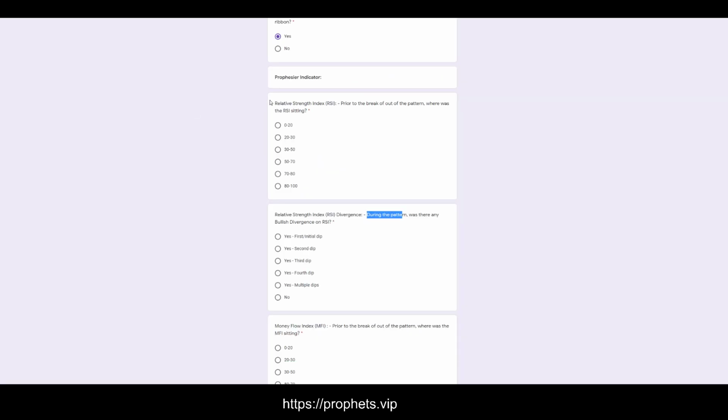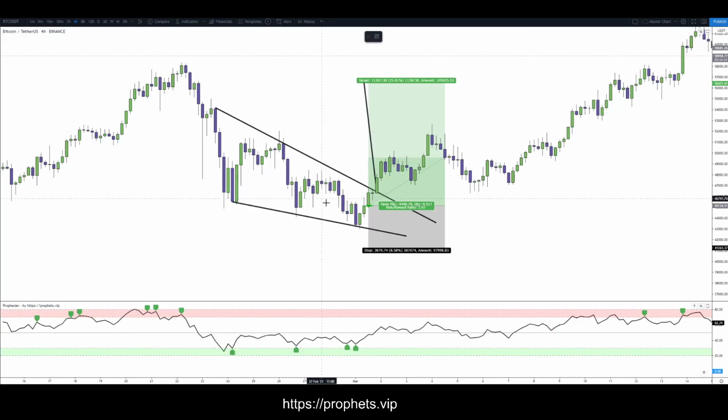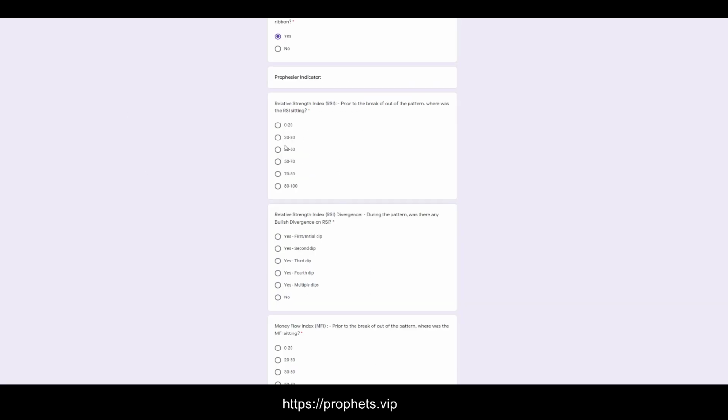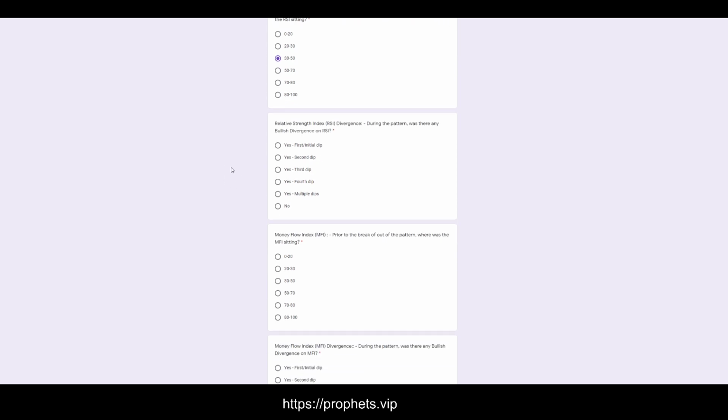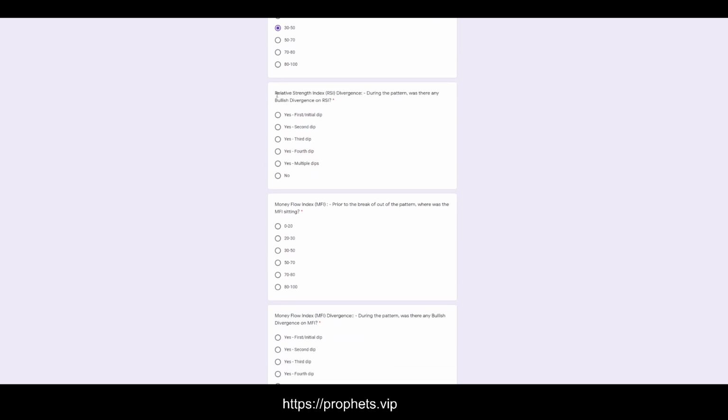during the pattern, no, sorry, the one above, prior to the breakout of the pattern, where was the RSI sitting? So the candle beforehand, this guy here, where was RSI? RSI was actually down here at 47.88, which means that we were between 30 and 50. Right, so you got the different options here. 30 and 50 was where we were, which is interesting. I thought we'd be above 50, to be honest.